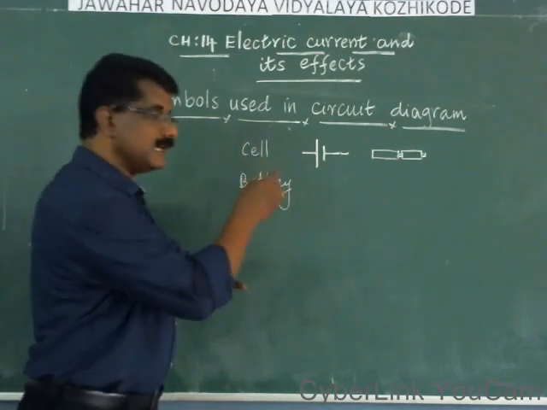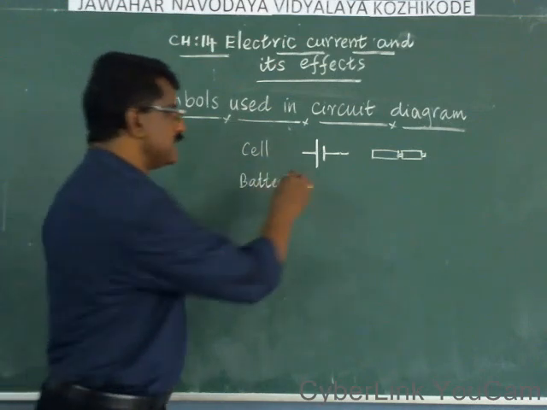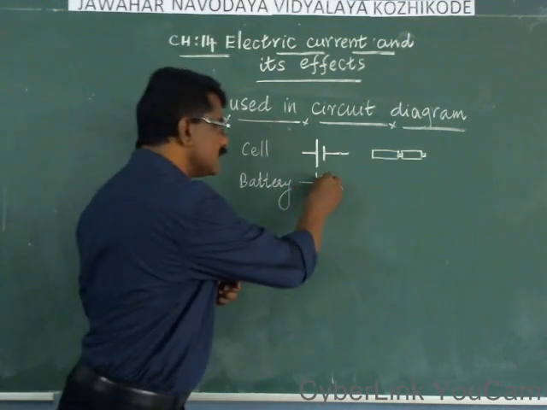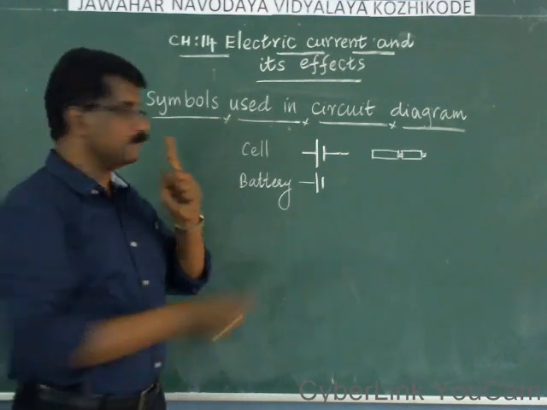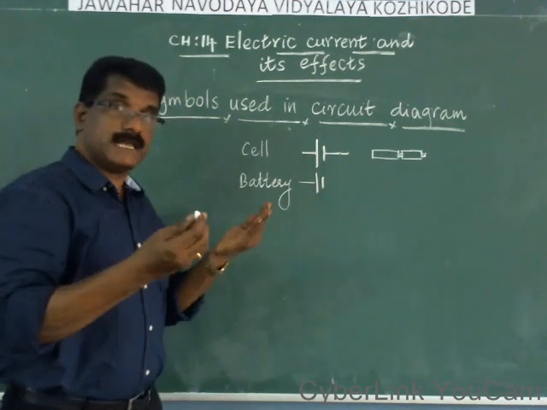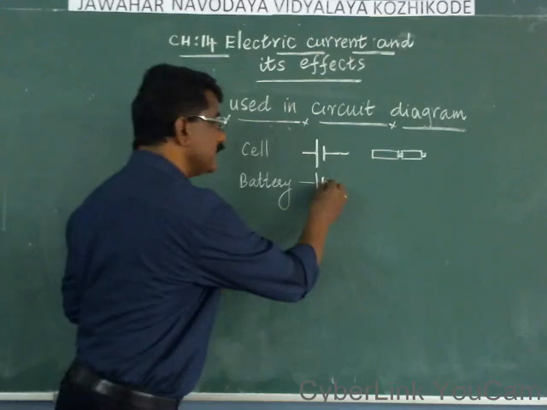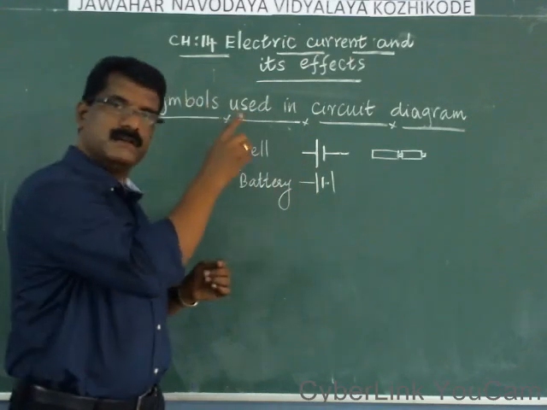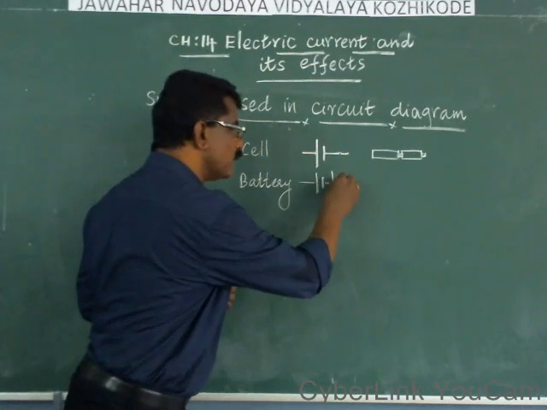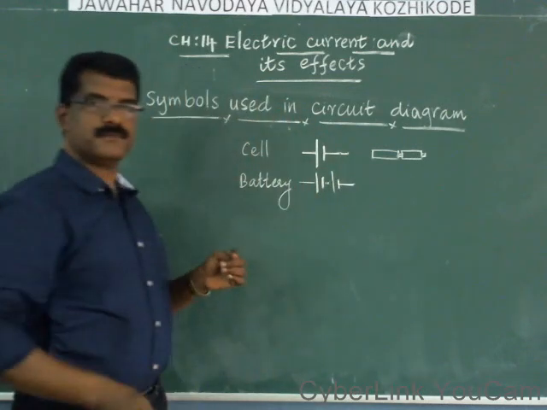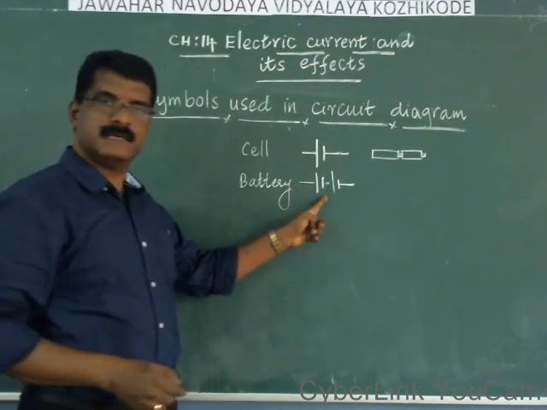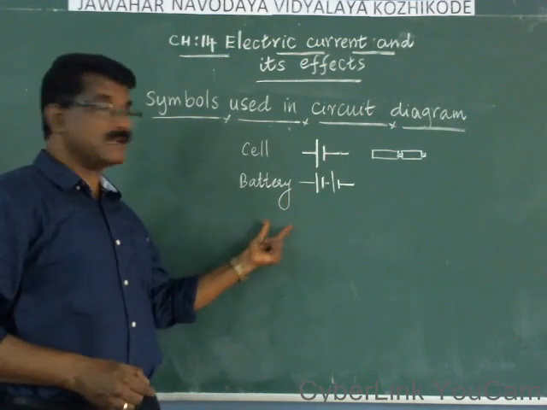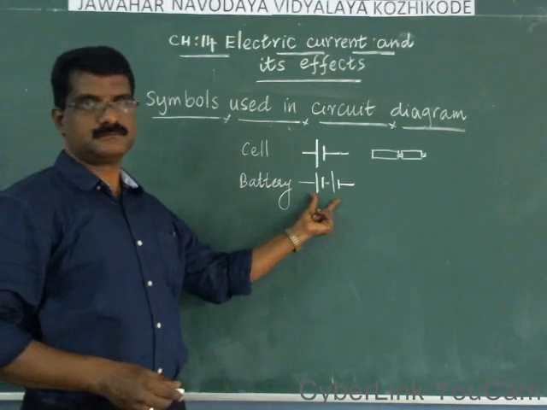See, I am drawing here a symbol for battery. See, one long line, one small line. This indicates one cell. If there are two cells, a battery having two cells, then how can we represent it? You see, again one big line and a small line and a straight line. So this indicates that this is a battery having two cells. So battery can be represented like this.